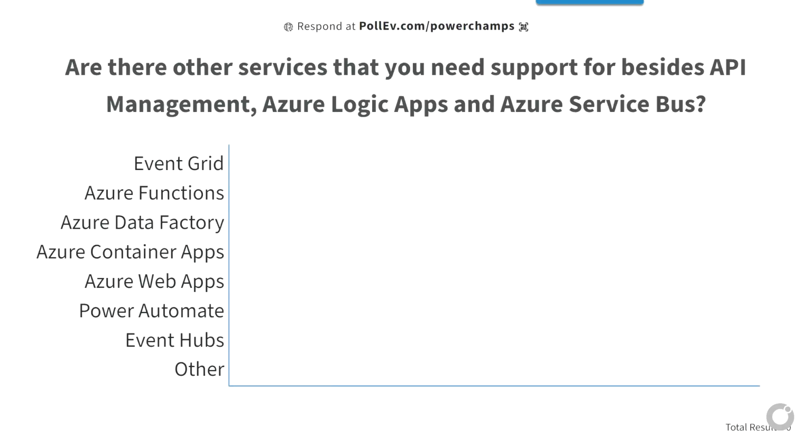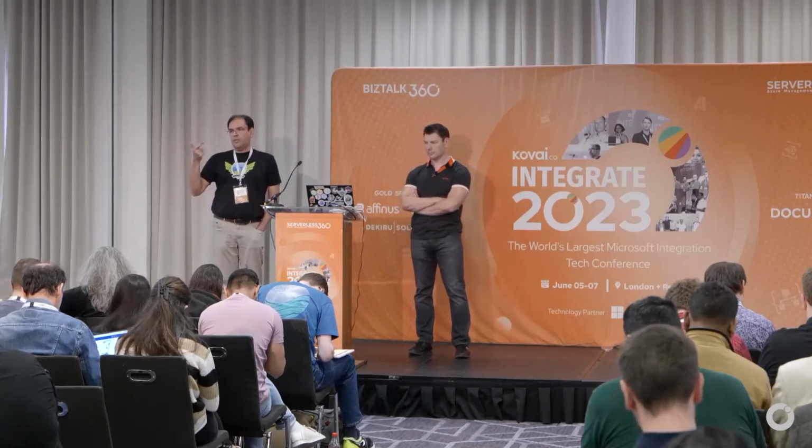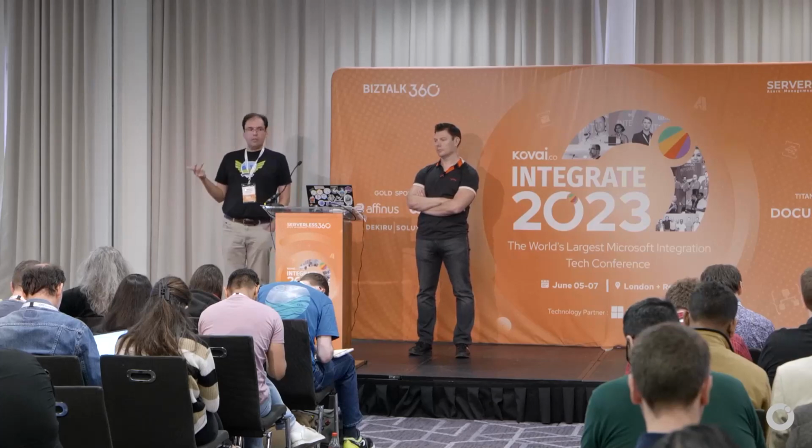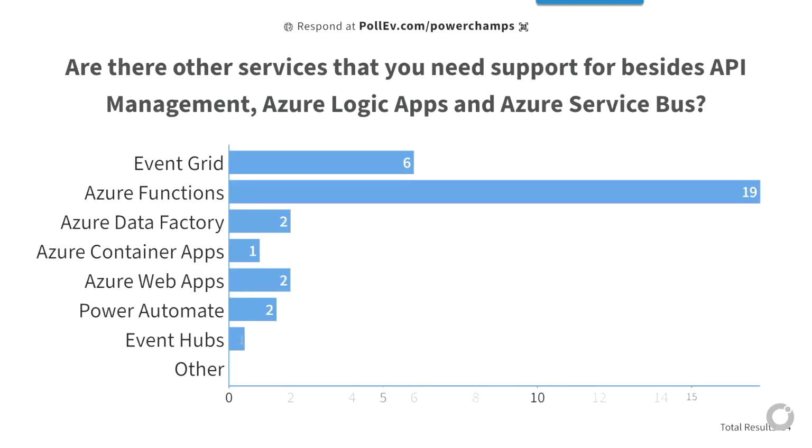So next question for you. Right now we're focusing on the triad: Logic Apps, Service Bus, and APIM. What other services would you want to see there?